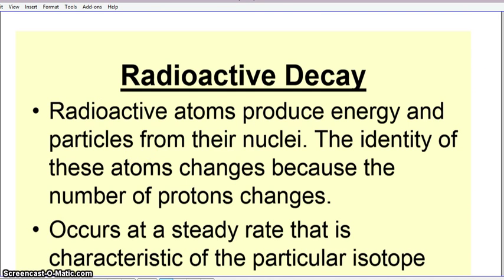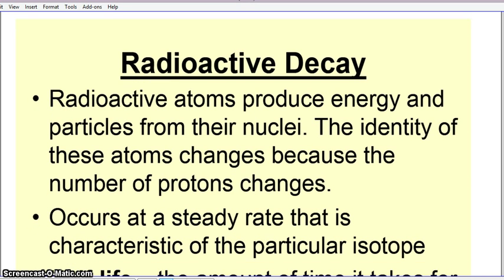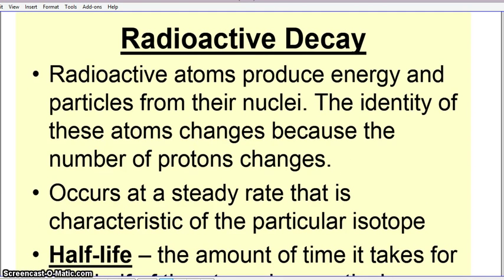Okay, so radioactive decay. You guys learned about this last year in seventh grade when we talked about absolute dating, and how scientists found how old layers of rocks were based on radioactive dating on intrusive or igneous rock, and also on carbon dating on fossils, to figure out relatively how old that layer is. Radioactive decay ties in nicely with the chemistry here. Radioactive atoms produce energy and particles from the nuclei.